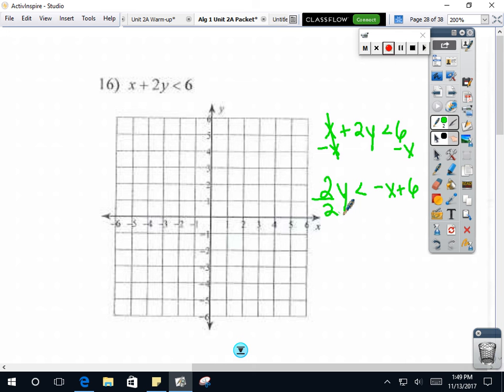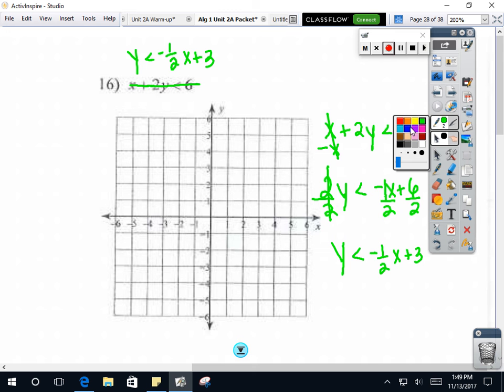Okay, now we divide by 2. Those cancel, leaving y by itself, and I would go ahead and write in this 1 so that you'll know that's a negative 1/2 x, and then 6 over 2 is 3. So now we have rewritten this. And now once it's in that form, we're able to easily identify the slope and y-intercept. What is the slope? Negative 1/2. What is the y-intercept?